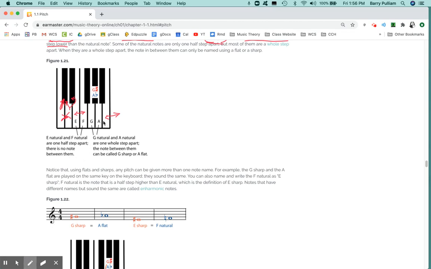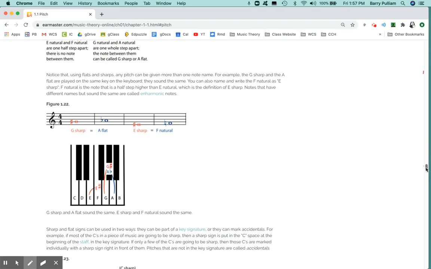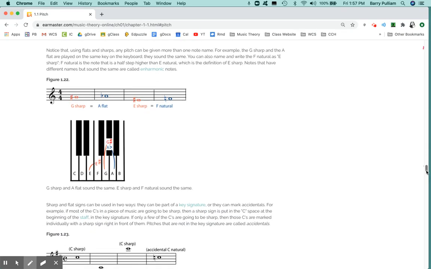Between B and the next key would be C. There's a half step between them. I will explain this a little differently using the other website, but for consistency, I want to stay on this one for now.